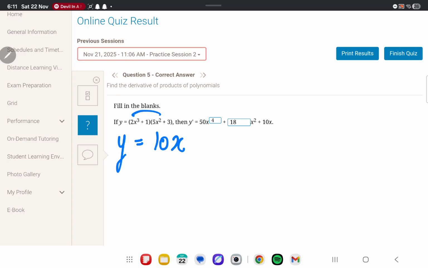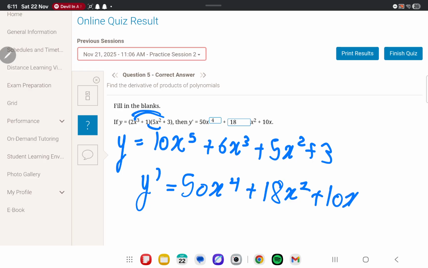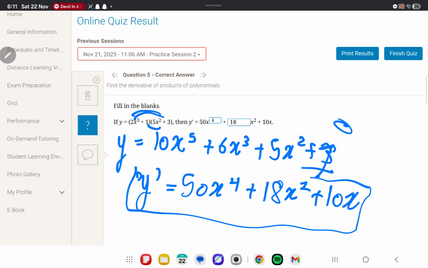10x, I'm distributing. So, 2x cubed into 5x squared, 10x to the power of 5. Now, 2x cubed plus 3 into plus 3, it's gonna give me what? 6x cubed. Plus, distribute the 1, 5x squared plus 3. So, y prime is what? Y prime, take 5 down, 50x to the power of 4. Plus 18x squared. Plus 10x. And remember, the derivative of a constant is always 0. So this is my final derivative. That's it. Done.